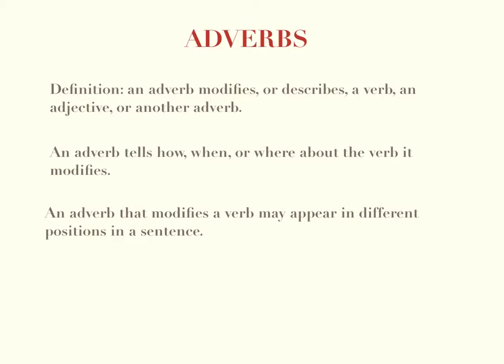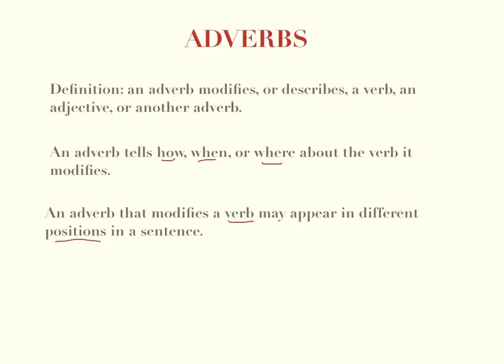Instead, what an adverb does is modify a verb, an adjective, or another adverb. The other thing that adverbs do, especially when they're modifying verbs, is they tell how, when, or where about the verb it modifies. When we see some example sentences, you'll understand exactly what I'm talking about here. And then the last thing that's important to know is that an adverb that modifies a verb may appear in different positions in a sentence. Basically what that means is the adverb could come before the verb in the sentence, or it could come after the verb in the sentence. So you have to be aware of that and be looking for it.